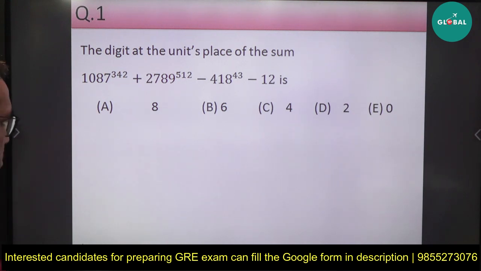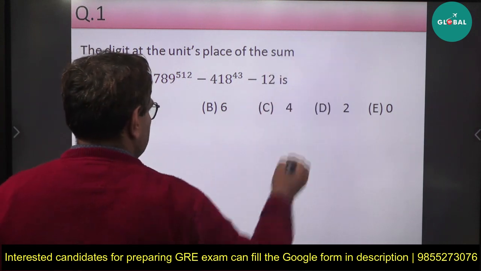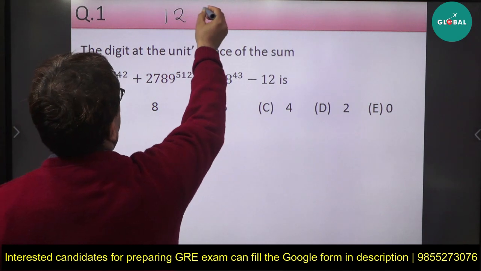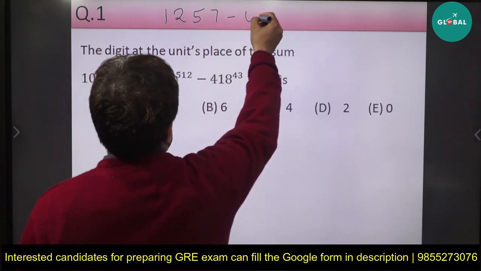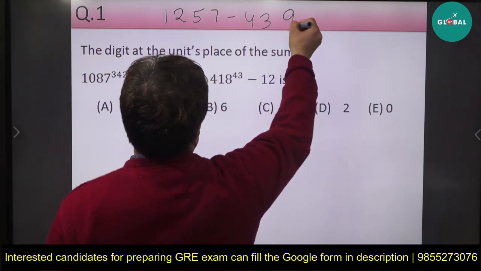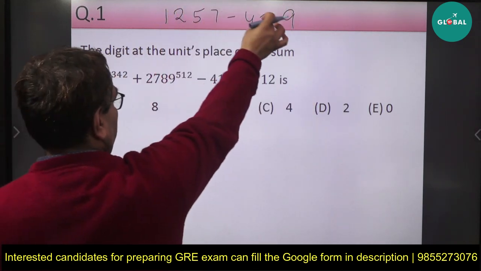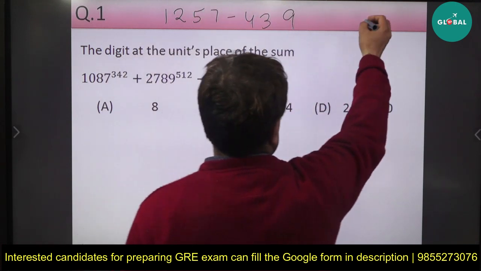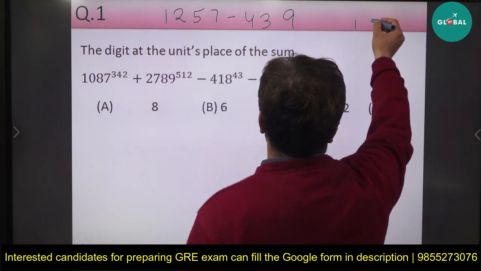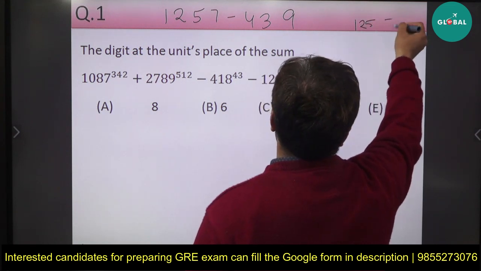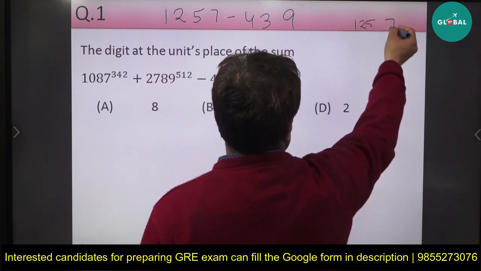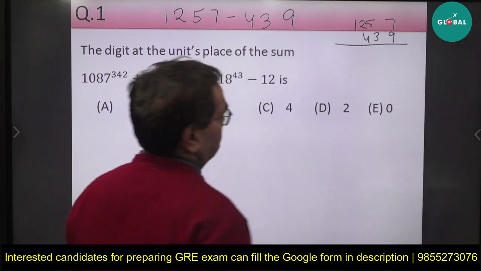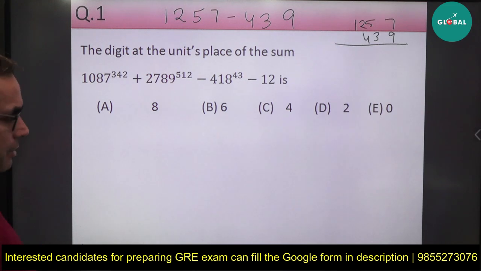In such questions, suppose for example we have 1257 minus 439. This is a larger number and a smaller number that we are going to subtract. To subtract, we write the larger number 1257 and then we write the smaller number, so that the digit at the unit place of both the numbers is at the same location. In this manner we write.